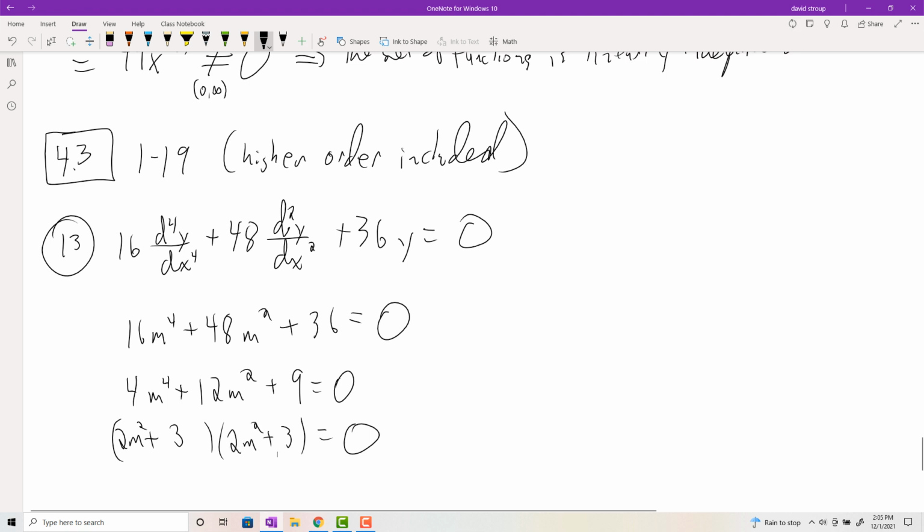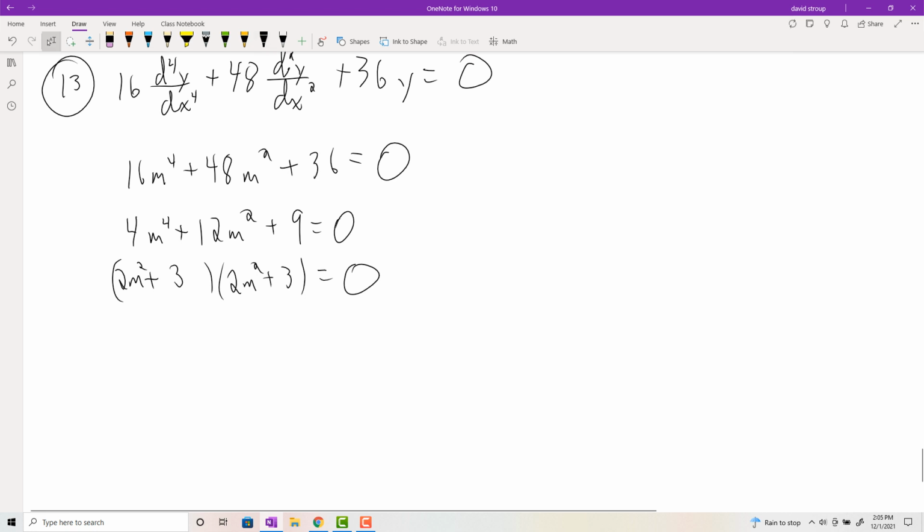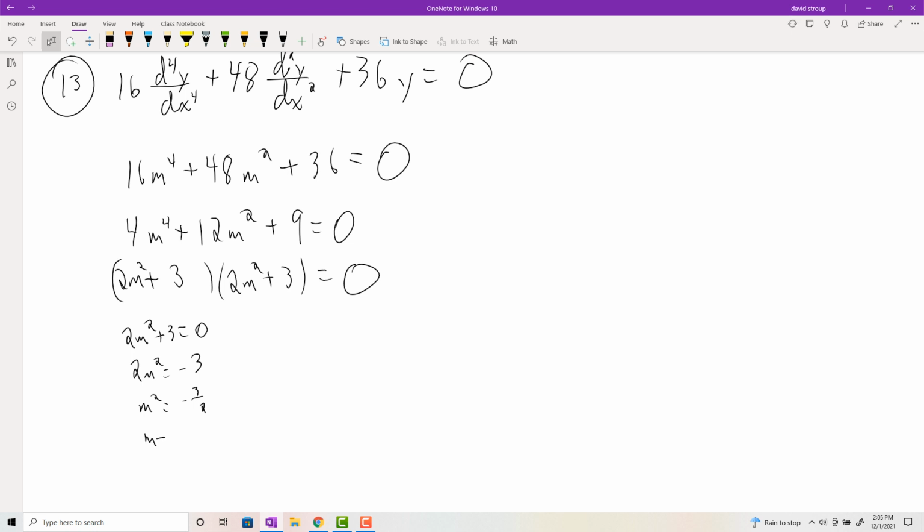So you have some repeated roots. The original root then, 2m squared plus 3 is 0. So 2m squared is negative 3. So m squared is negative 3 halves. So m is plus or minus square root of 3 halves i. Okay, and then it's repeated, right? So you also have plus or minus square root 3 halves i.